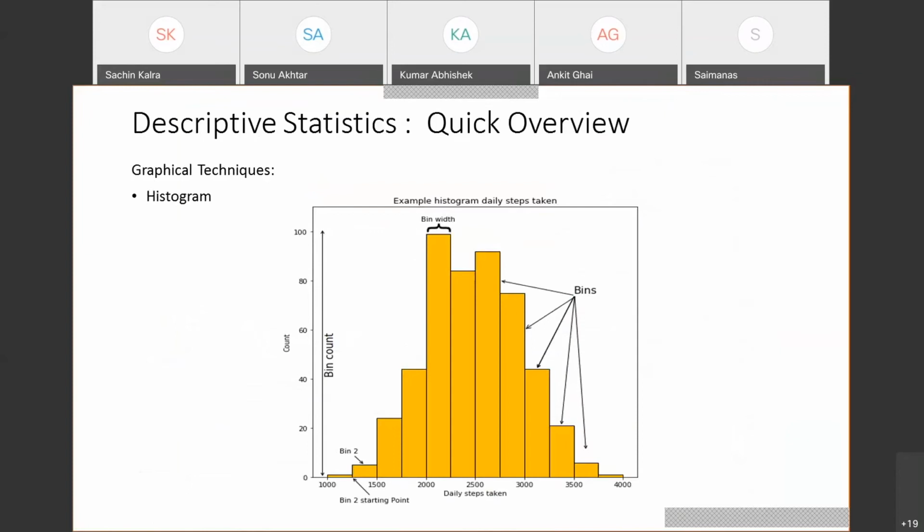So these intervals are also called bins, and the width of the bin is called the bin width. And here we have the data from someone's Fitbit band, the daily steps taken by that person with respect to the count. So yeah, this is more about it. This is self-explanatory, and nothing much is there to explain in histogram.